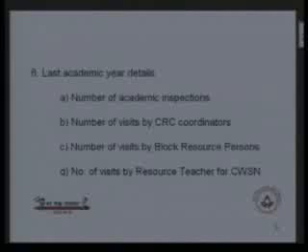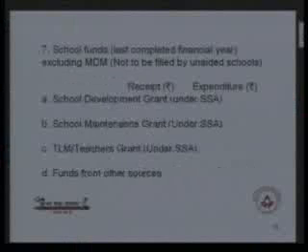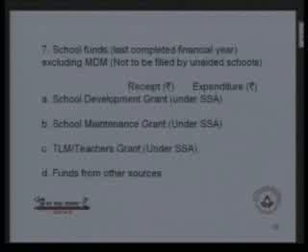Here we are asking the number of academic inspections done for this particular school. How many academic inspections were done in the last academic year? You have to specify the value. B point is the number of visits by the cluster resource center coordinator. Again you have to specify the value. C point is the number of visits by the block resource person. You have to specify the values again.